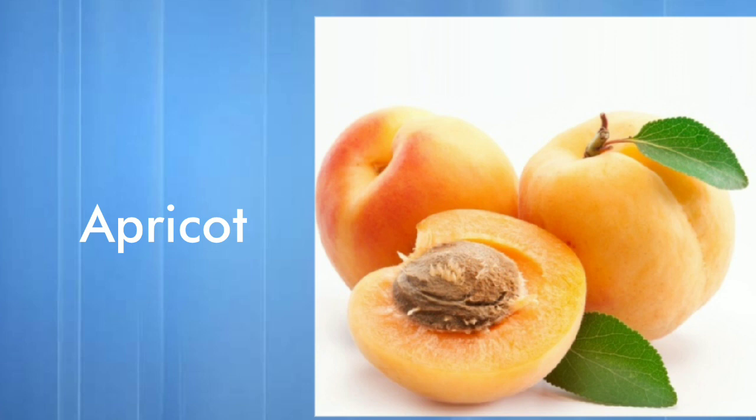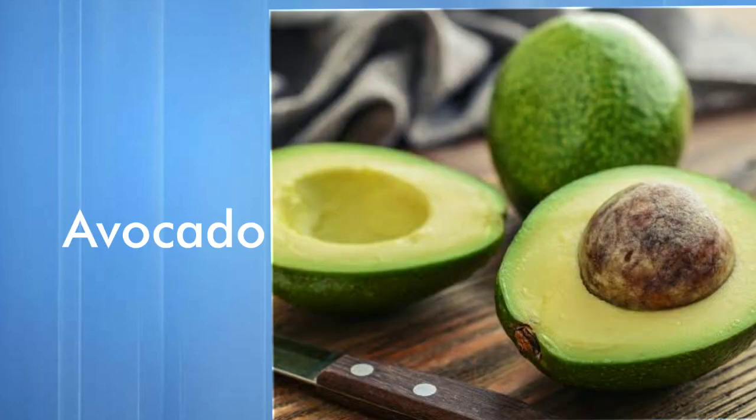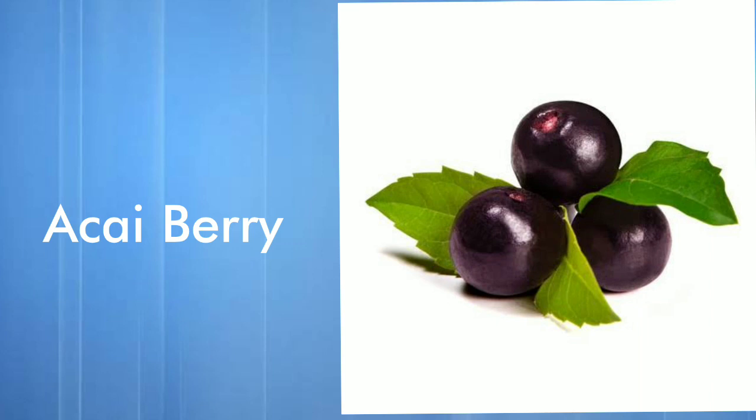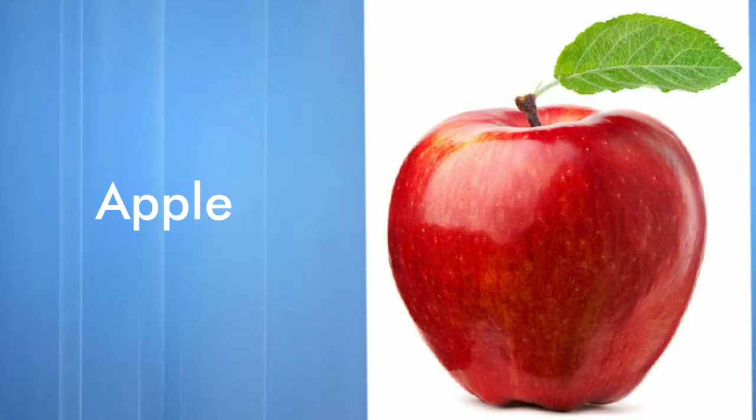Apricot. It's an apricot. What is it? It has other names also. Peach. Avocado. It's an avocado. What is it? Next we have Acai Berry. It's an Acai Berry. What is it? Next we have apple.